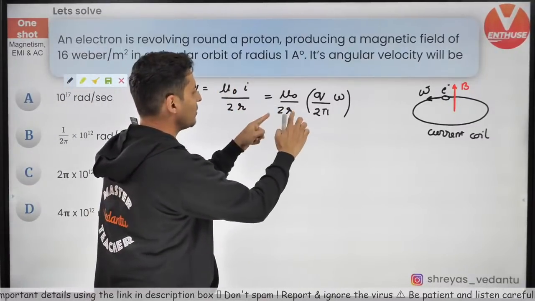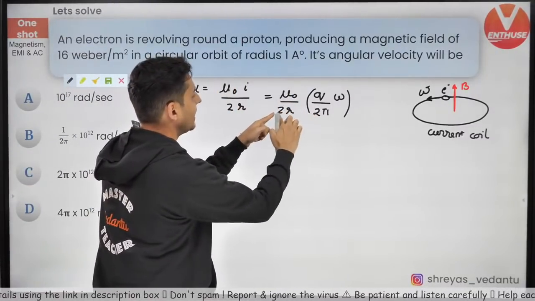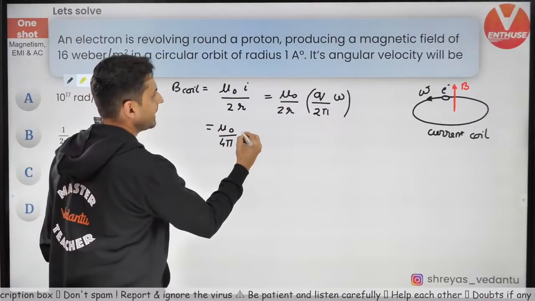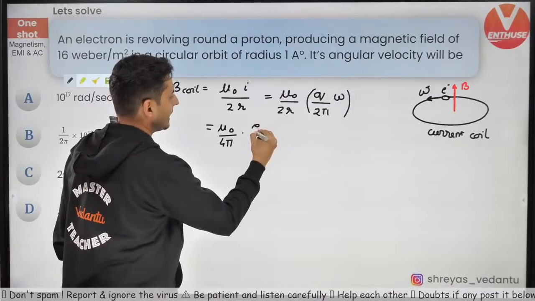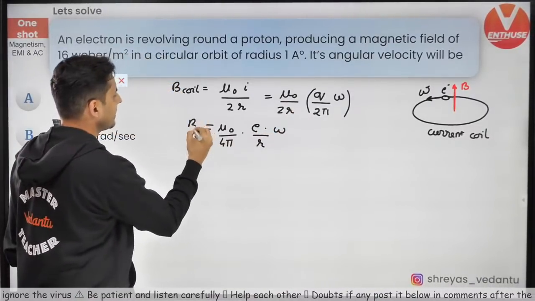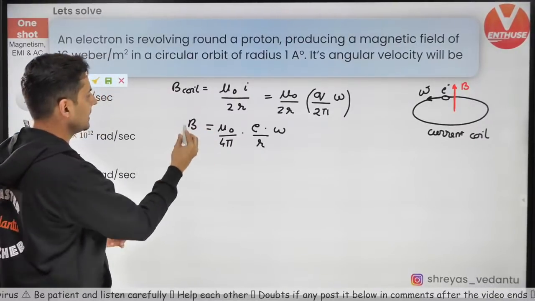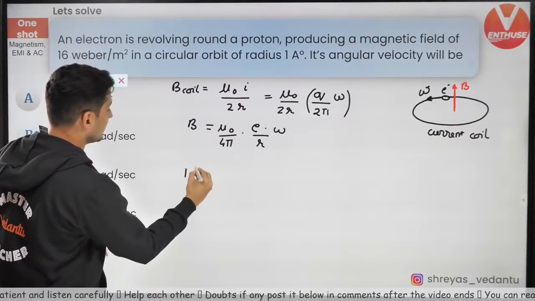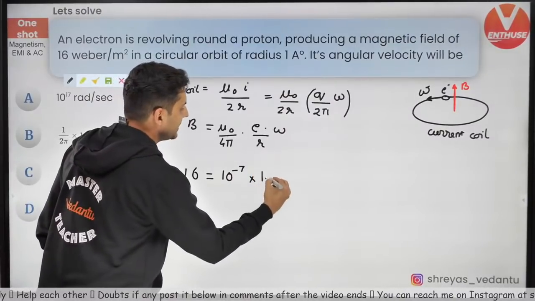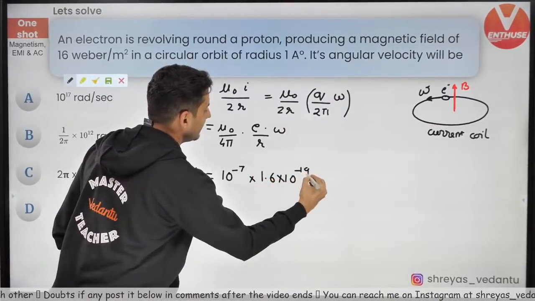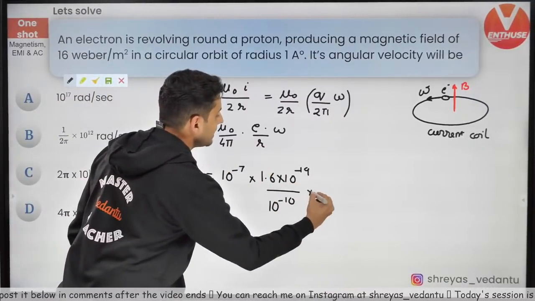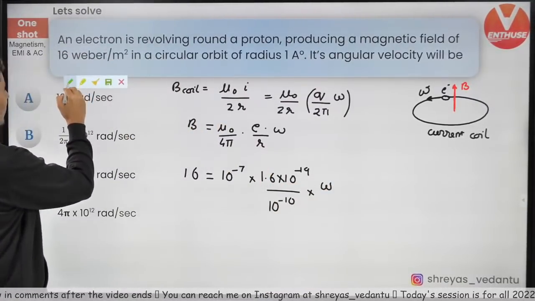But before that, let's do a small modification. Mu naught by 2 into 2 is 4. So I'll take mu naught by 4 pi separate. Q is electron charge. Omega I don't know. And R will just come over here. So just start substituting. B is nothing but 16. Mu naught by 4 pi is 10 to the power minus 7. E is 1.6 into 10 to the power minus 19. Radius is 1 angstrom, which is 10 to the power minus 10, into omega. Let's see what all gets cancelled.